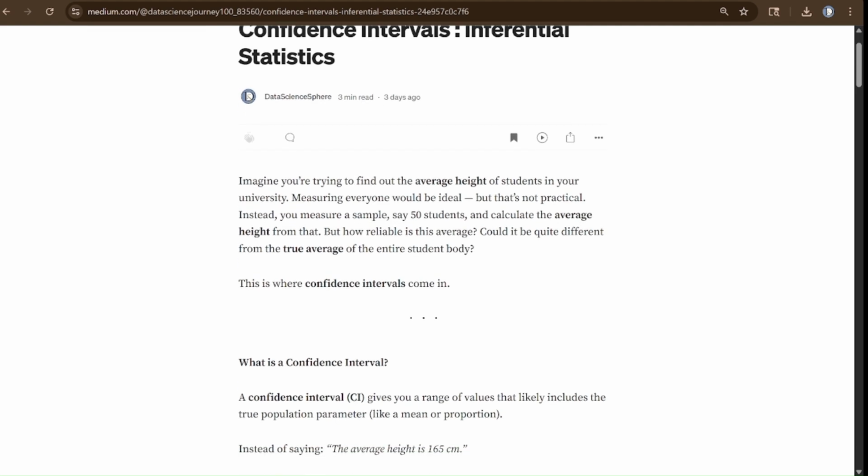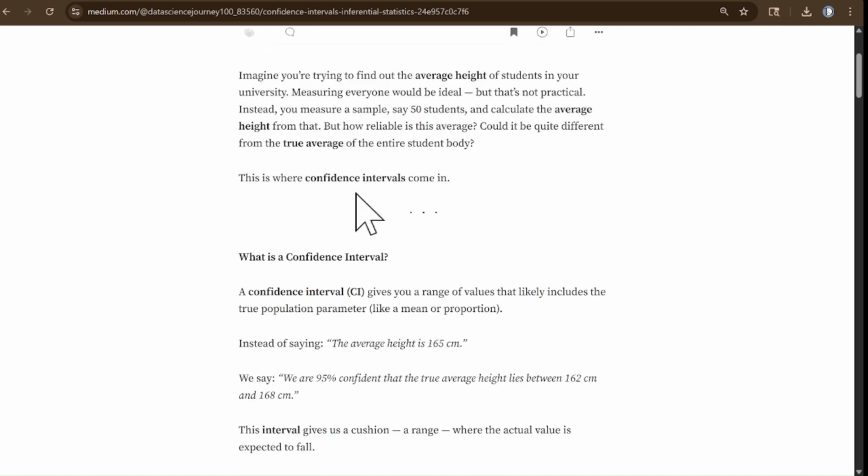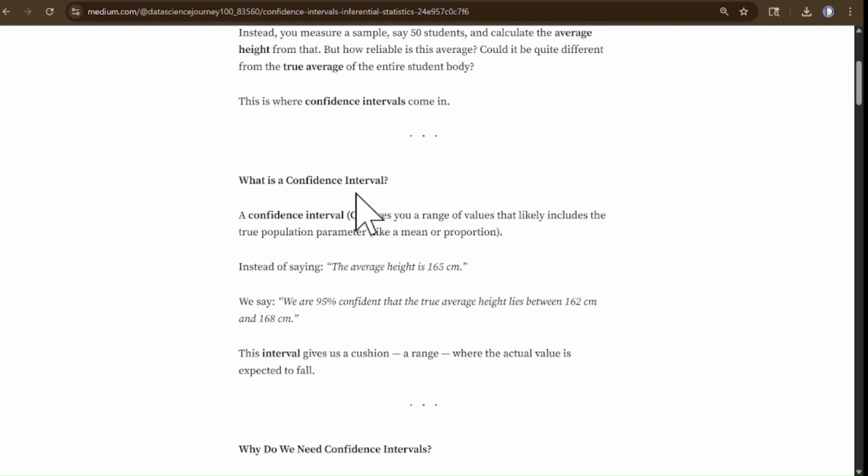See, if you want to find the average height of students in your university, you cannot measure everyone. So what you do, you take a sample of 50 students. Then you calculate the average. But it may be quite different from the true average, right? So instead of taking a single digit, you are taking a range of values. That is what is confidence interval.